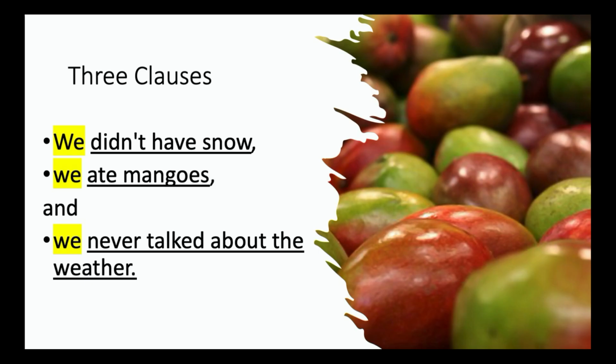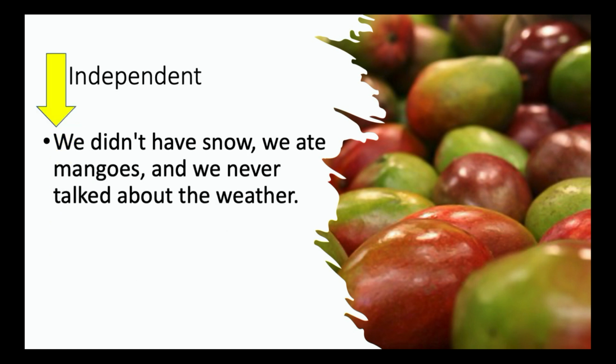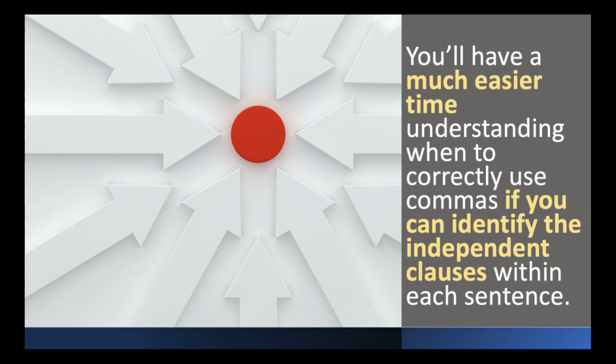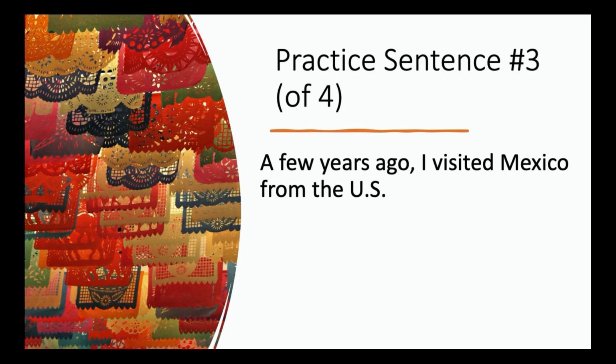So going back to Adichie's sentence here, we can see that this example is a compound sentence as it has 3 independent clauses linked into one sentence. And can this compound sentence stand alone? Yes, it can. There are no subordinating words in sight. It is good to go. I really want you to hear me on this. You'll have a much easier time understanding when to correctly use commas if you can identify the independent clauses within each sentence. So practice sentence number 3 of 4.